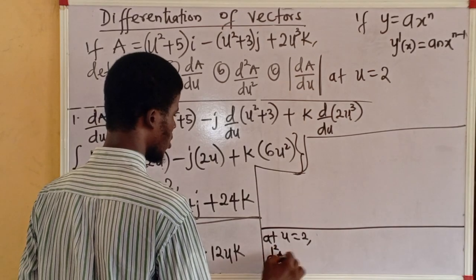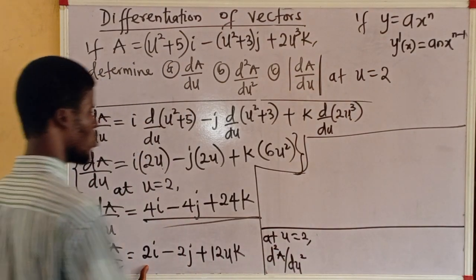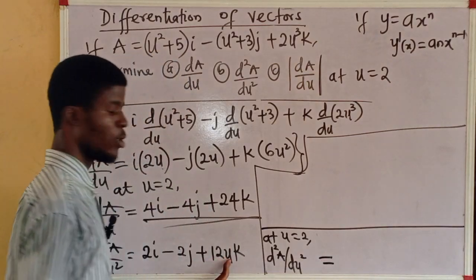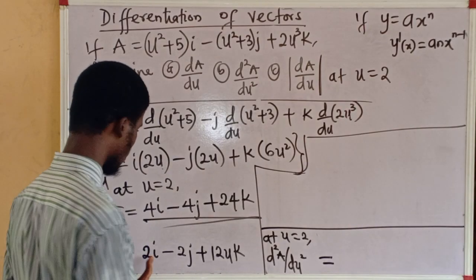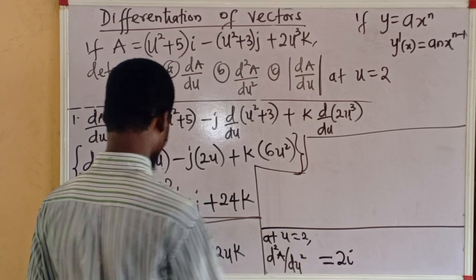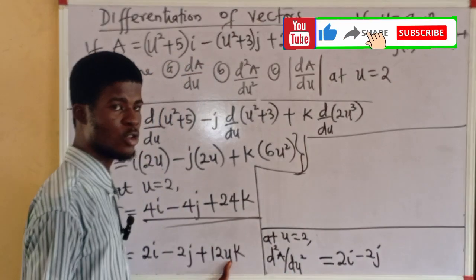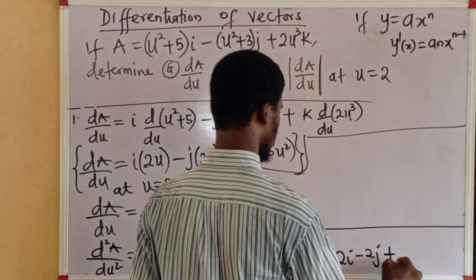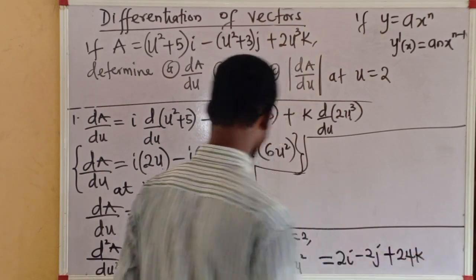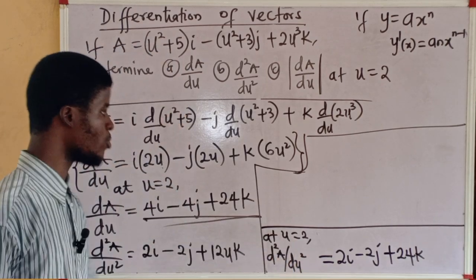At u equal to 2, d squared A/du squared, which is this, will be equal to, we plug in 2 here, that's 2i, there's no u here, so we have 2i minus 2j. In place of u here, we write 2. 2 times 12, that's 24k. So this is d squared A/du squared at u equal to 2.